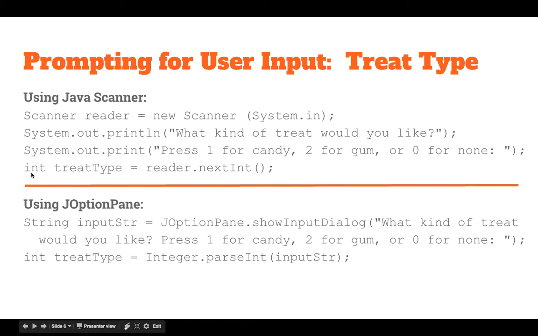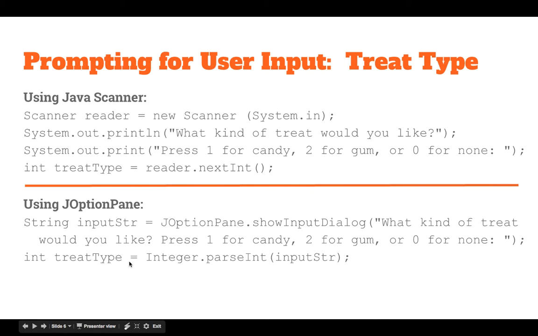And then the way we got the information was we would make a new variable, and this variable was called treatType, and it was an integer. And then we said, okay, from the reader, take the next integer. So after you display this message, I'm assuming that the user is going to input something, and then the reader is going to parse out the information, grab that next integer that gets typed in, and populate this new variable. So treatType would be equal to whatever I typed.